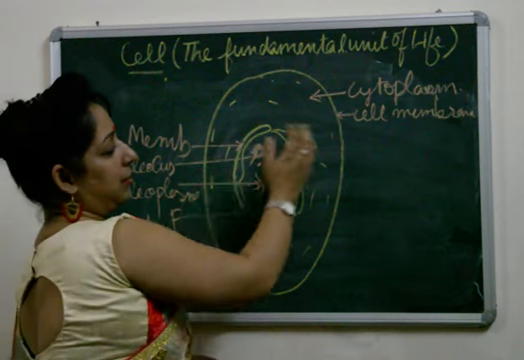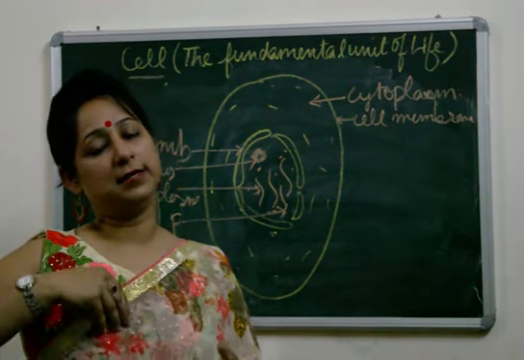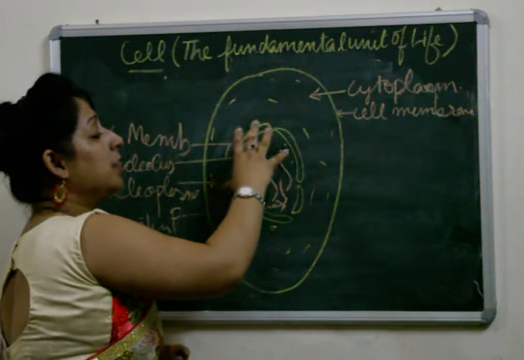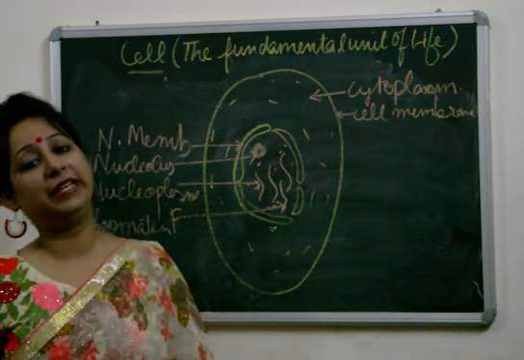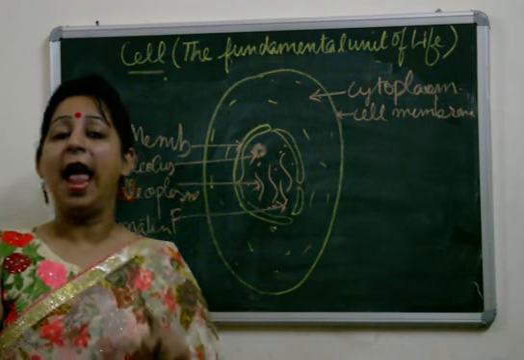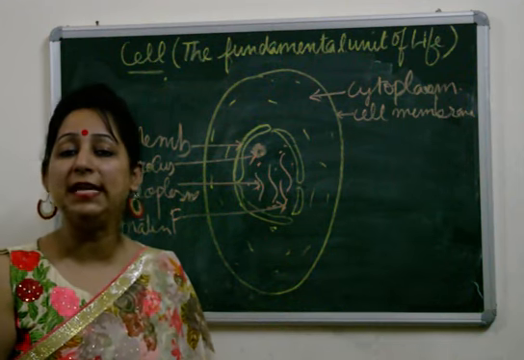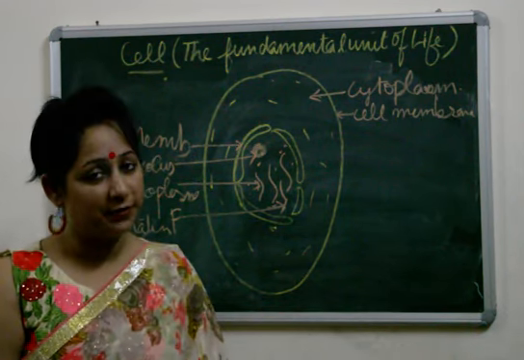Nucleoplasm, you can relate it to cytoplasm. It is the fluid filled substance which fills the center of the nucleus. These are all the parts of the nucleus. Now, what are the functions of nucleus? Nucleus, it controls all the activities of the cell, and secondly, it also helps in the process of cell division. It plays a very important role in the process of cell division.